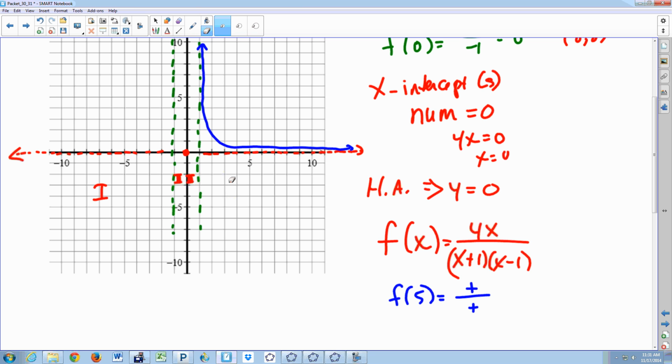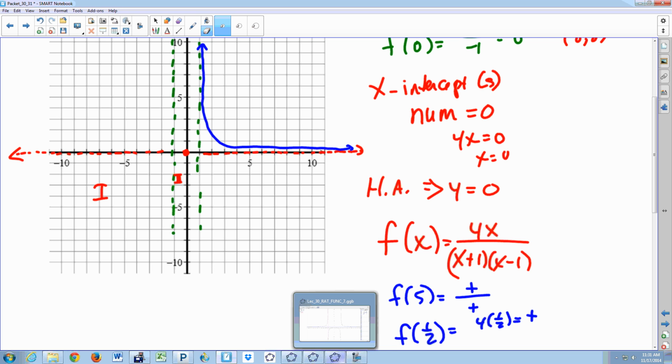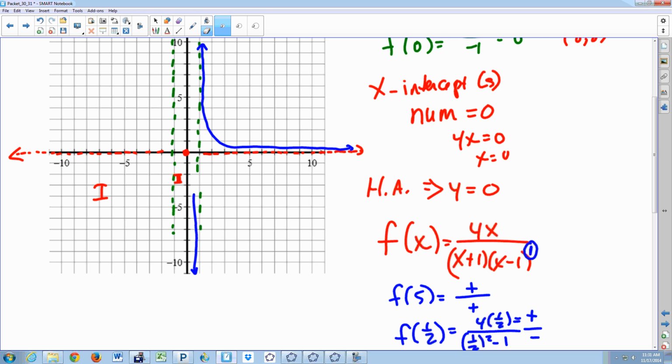Now, if you want to know what's happening between 0 and 1, pick a number between 0 and 1, like a half. 4 times a half is positive. (1/2) squared minus 1 is negative. So that tells you you're below the x-axis. But guess what? You would have known that by looking at the multiplicity at x equals 1. Because it's odd multiplicity, when you take your step over, you're down at negative infinity. So you're coming up here, and you bend right as you go there.